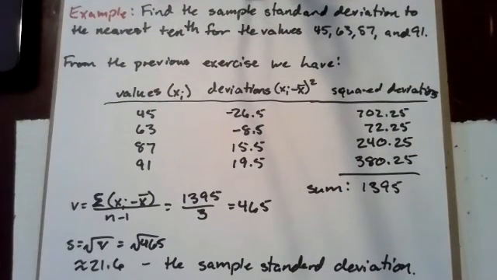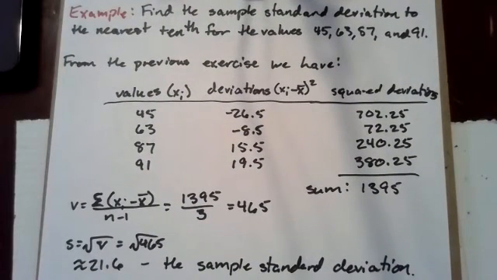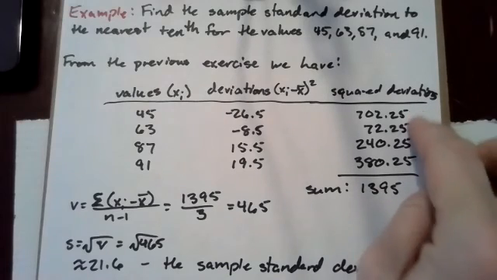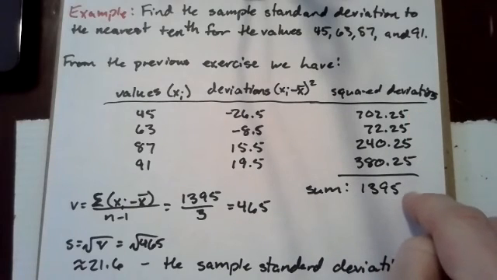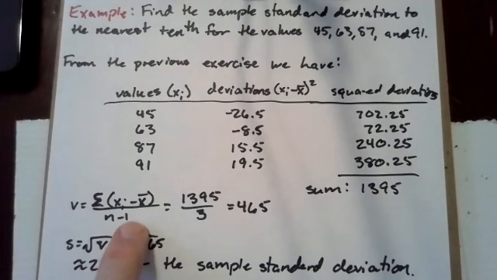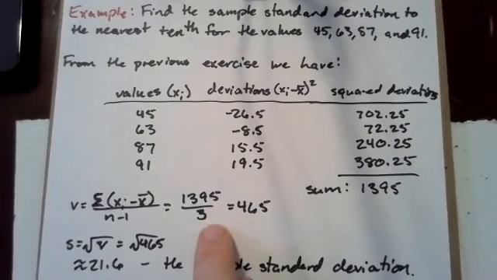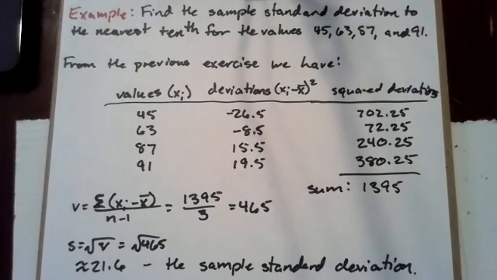Example: find the sample standard deviation to the nearest tenth for the values 45, 63, 87, and 91. From the previous exercise, we have the values and deviations. Now we just square those deviations and get a sum of 1,395. We find the variance by dividing that by the number of items in the set minus 1, so that's 4 minus 1 is 3. 1,395 divided by 3 is 465, and we take the square root of that to get the standard deviation.